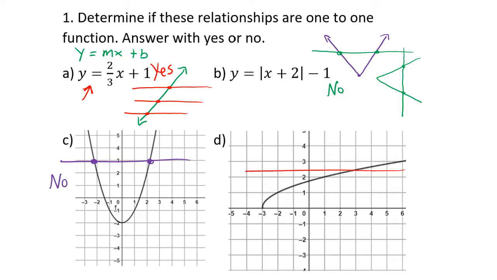Once again, draw a horizontal line test. No matter where I draw this line, I'm always hitting it one time, which means that its inverse is not a function. Therefore, it's not a one-to-one, so no.